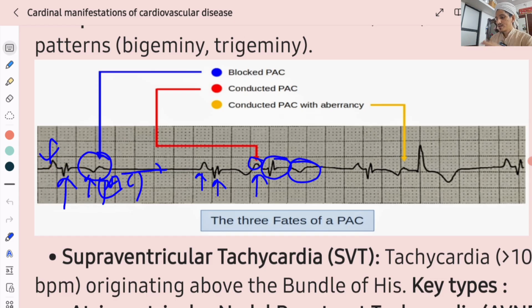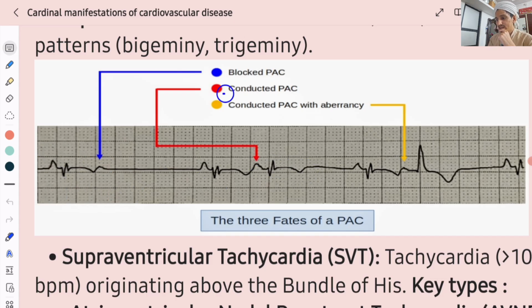That is how they perceive a skip beat and a thump beat. That's the mechanism of that. Okay, this is an example of conducted PSC with aberrancy. What does that mean? The PSC is conducted, but there is aberrancy, meaning with right bundle branch block, or LBBB, or with some accessory pathway.